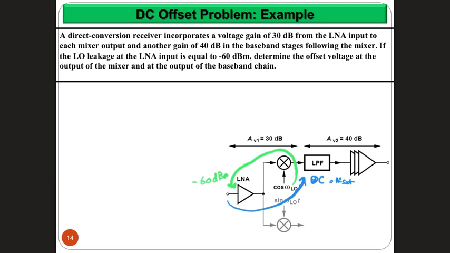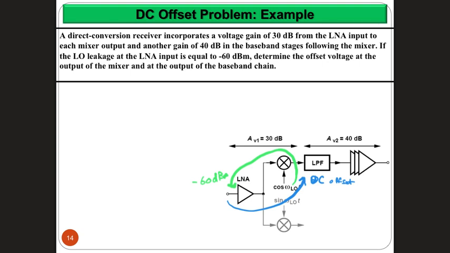But wait, where are we catching the DC offset? No, we want it here, not here. Should it not be negative 30? Because you have 30 down and 30 up. We don't want power, I want the actual voltage.